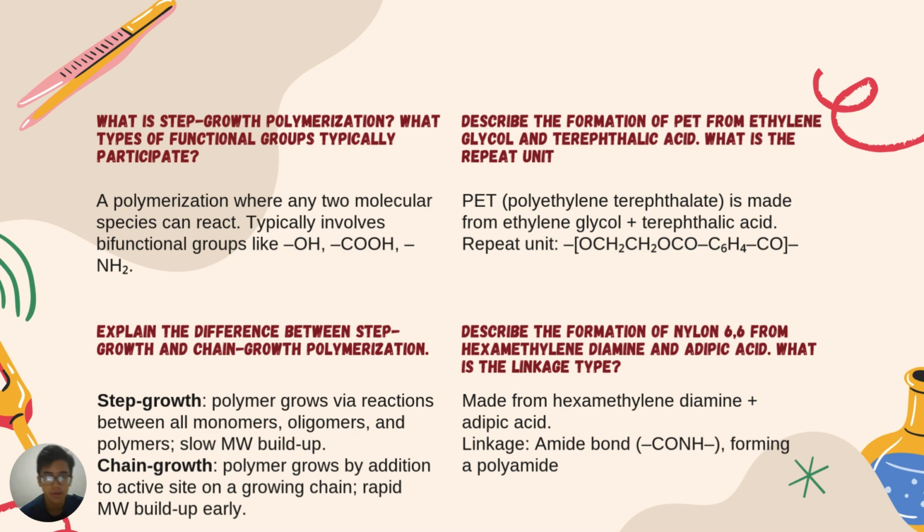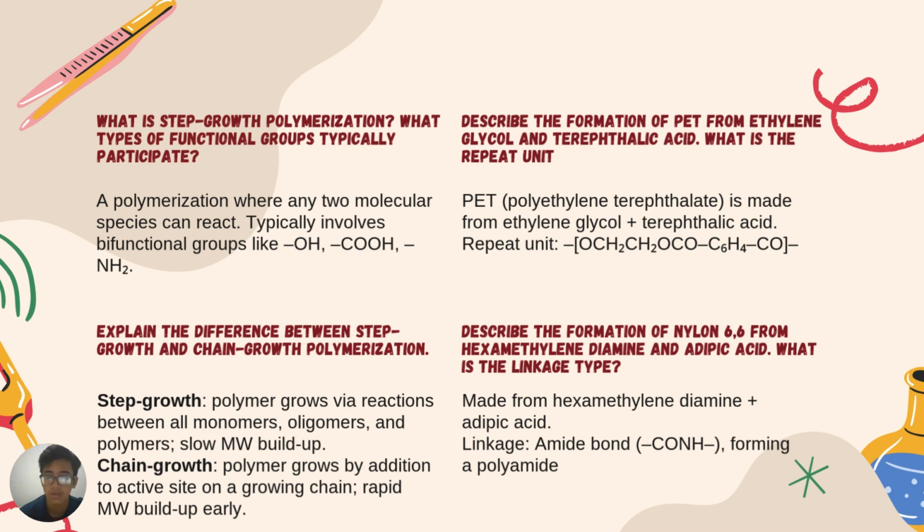Of course, we're going to talk about chain growth later on, but step growth is a polymerization that grows via reactions between monomers, oligomers, and polymers, and there's a slow molecular weight buildup. Meanwhile, chain growth goes by addition to an active site on a growing chain, and it has a rapid molecular weight buildup in the early stages. We also have to describe the formation of PET from ethylene glycol and terephthalic acid, and explain the repeat unit. PET, which is polyethylene terephthalate, is made from ethylene glycol and terephthalic acid, and the repeat unit is OCH2CH2OCOC6H4CO.